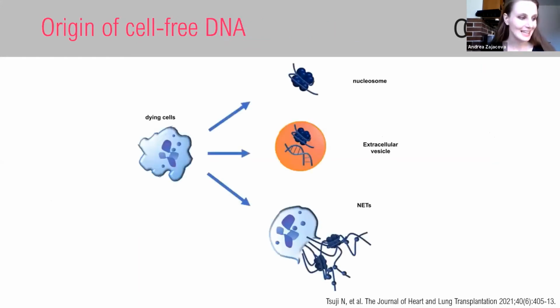Here comes the cell-free DNA. Circulating cell-free DNA are short DNA fragments produced from nuclear or mitochondrial cells, by the cell which undergoes apoptosis or necrosis, or sometimes they're even actively secreted by the cell. The DNA is not circulating on its own, but it's bound to histones, and so nucleosomes are created. However, the majority of the cell-free DNA is found in the form of extracellular vesicles, or sometimes even in the form of nets.